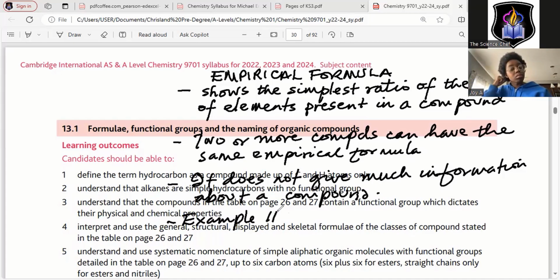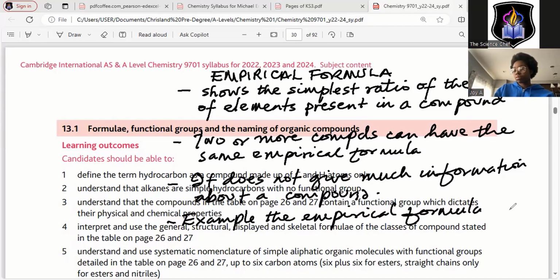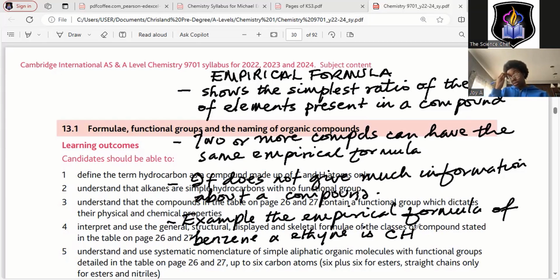Example, the empirical formula of benzene and ethane is CH. So you see CH. If I ask you which one is benzene, which is ethane, how will you know? You will not know, right? Except that the ratio of carbon to hydrogen in the compound is what? 1:1. Are we together? Yes, sir.